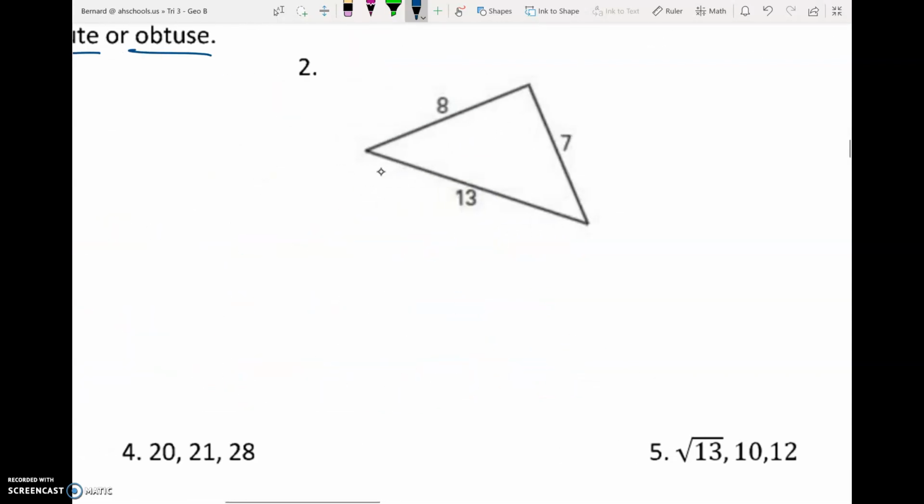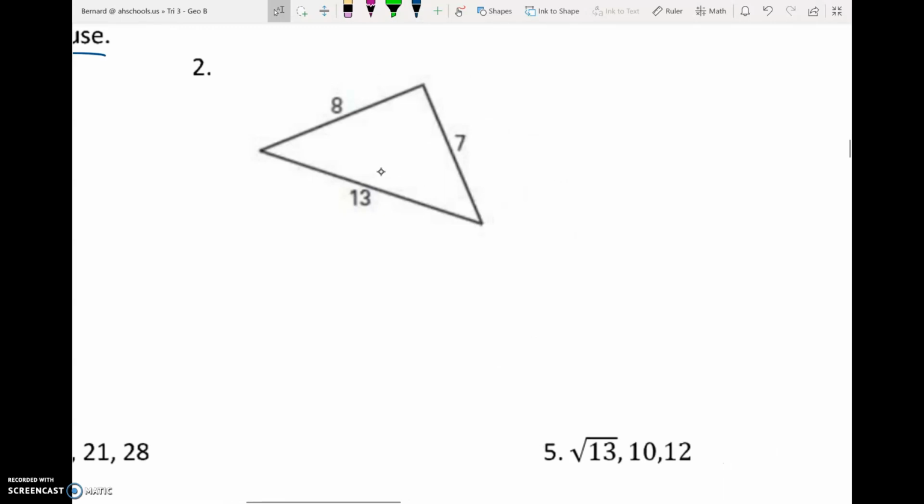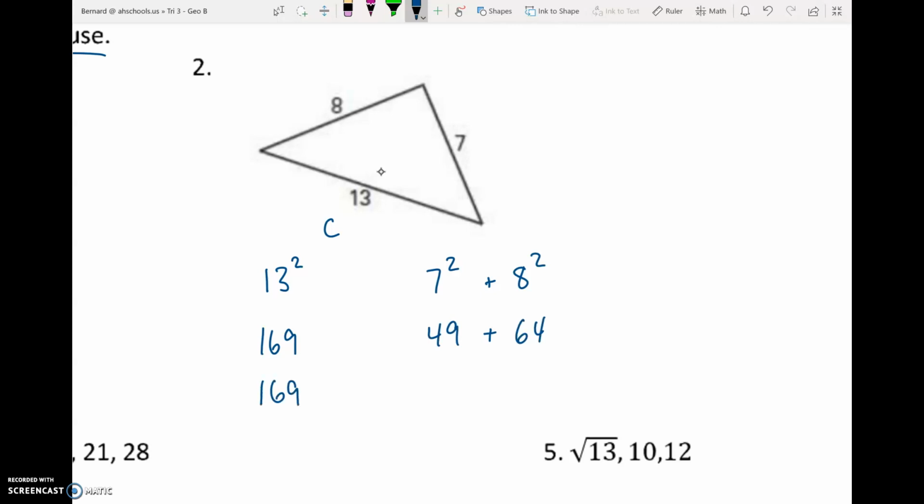All right, let's do another one. This one's a little bit simpler. Remember, we always have to know what C is. C is the biggest side. It's easier to tell what's the biggest out of this situation, 7, 8, 13. Obviously, 13 is biggest. So let's square everything. We're going to square 13 by itself, and then we'll square 7 and 8 and add them together. 13 squared is 169, 7 squared is 49, and 8 squared is 64. So 169 still on the left, 49 and 64 added together is 113.